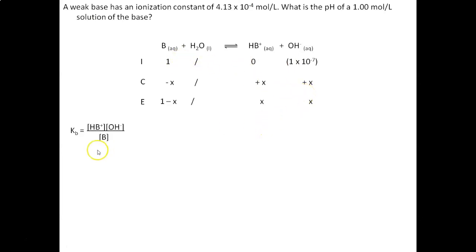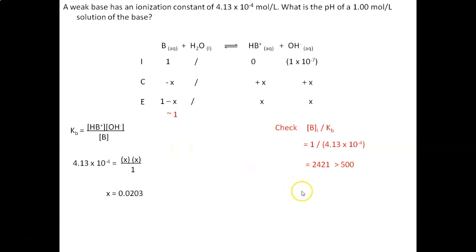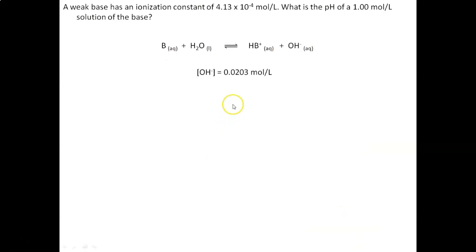We write our equilibrium expression. Because of my values, I'm going to do a quick check. It's greater than 500, so I'm going to use my method of approximation. I get my X value. Now I'm going to do my proof, and it's less than 5%. So I know my concentration of my hydroxide.